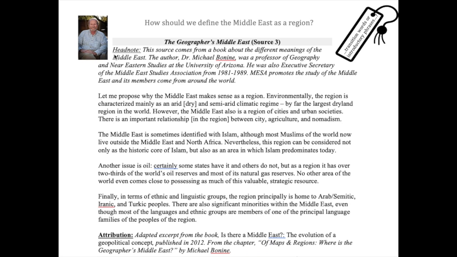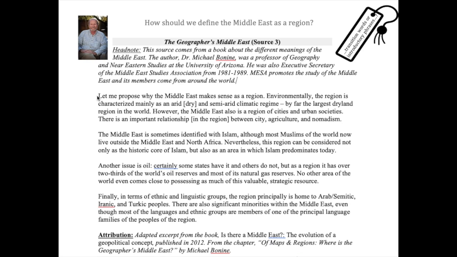Now, let's go to the headnote to find out more about where the source comes from. This source comes from a book about the different meanings of the Middle East. The author, Dr. Michael Bonin, was a professor of geography and Near Eastern Studies at the University of Arizona. He was also executive secretary of the Middle East Studies Association from 1981 to 1989. MESA promotes the study of the Middle East, and its members come from around the world.